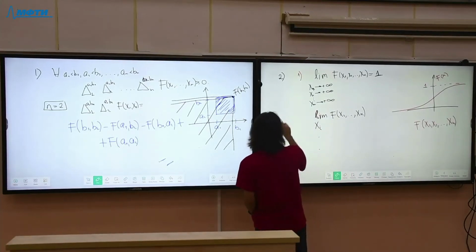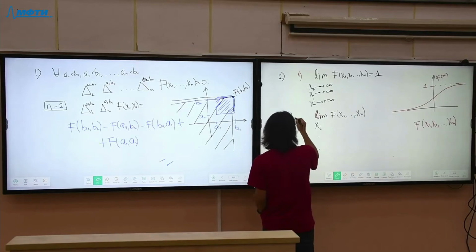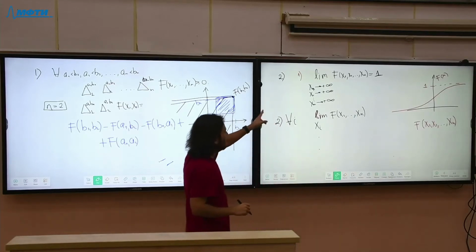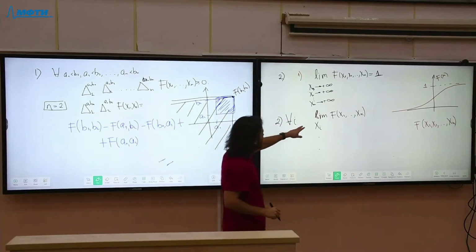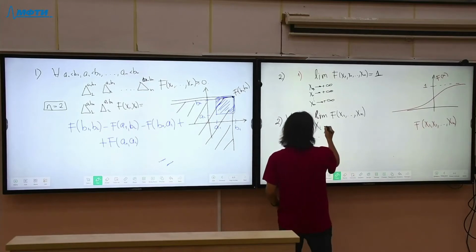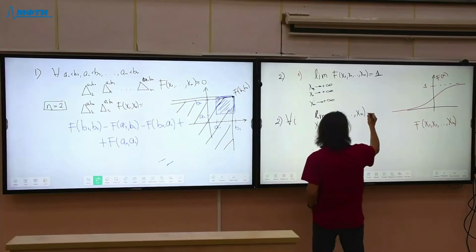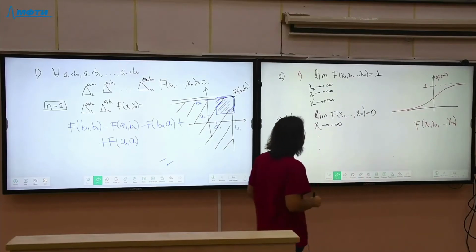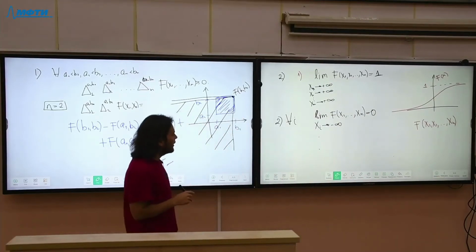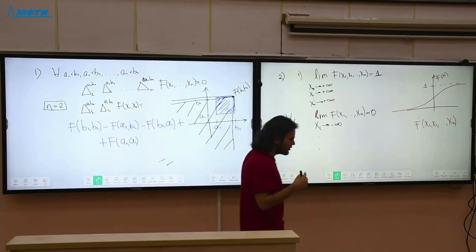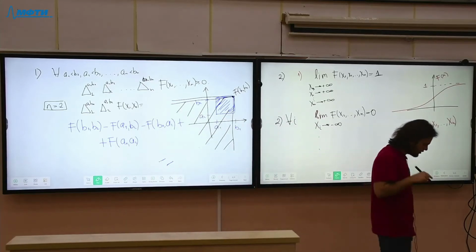But the second property is that for every i, where i is a number from 1 to n, the limit of this function for xi tending to minus infinity is 0. So the probability that any of these random variables is less or equal than minus infinity, of course, is 0, right?